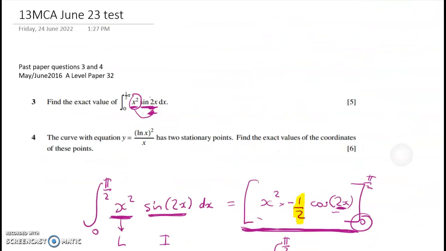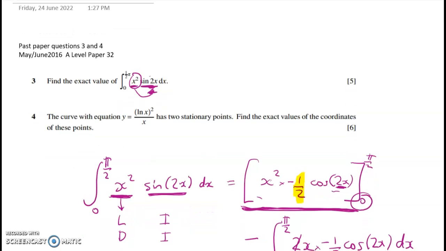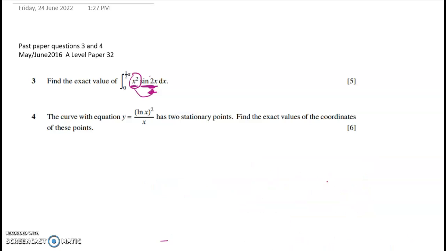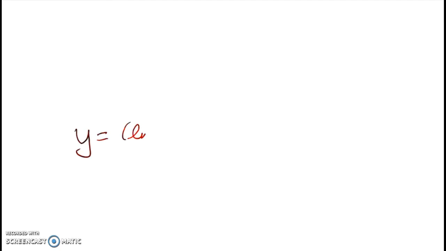Then the second question is also one where it's pretty easy conceptually to see what to do, but it's very easy to make mistakes near the end. Just note that we have to find exact values in here. So my function is, where is it? Just a sec. Okay, my function is y is equal to the natural log of x squared divided by x.